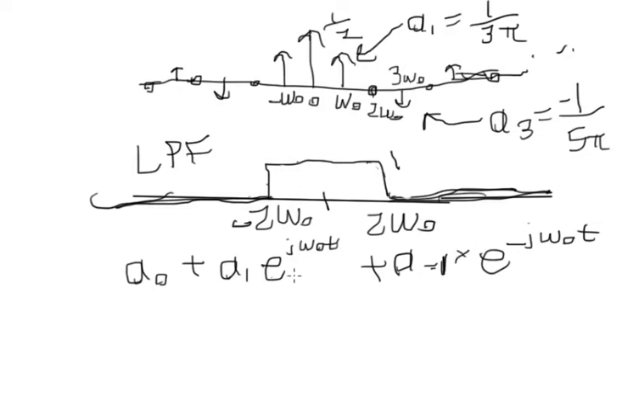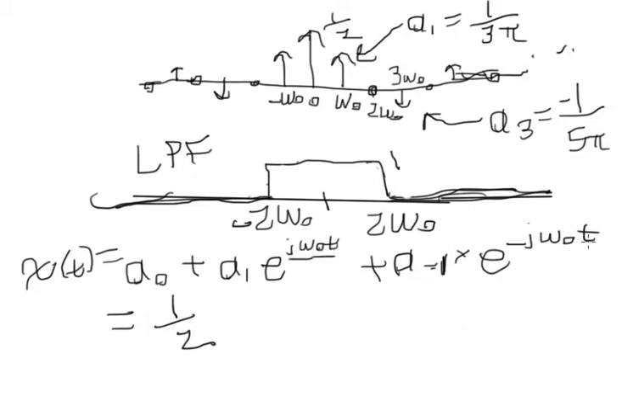That's going to be my signal. Everything else is getting killed off by my filter. And in this particular case, I could rewrite this readily with Euler's formula. So in this particular case, A naught is 1/2. And this A1 and this A minus 1, that's 1 over 3 pi.